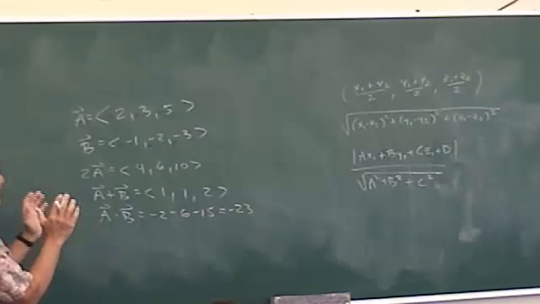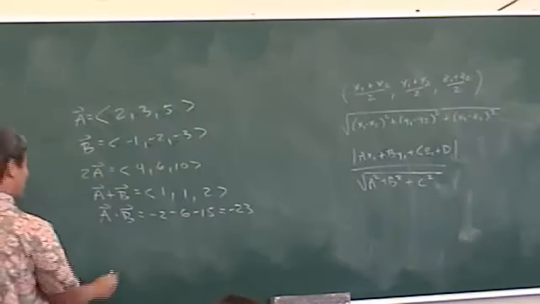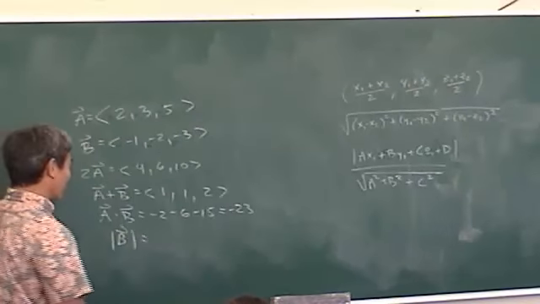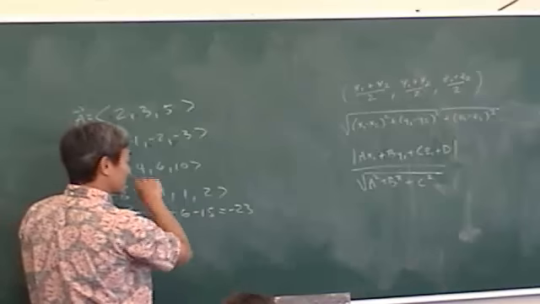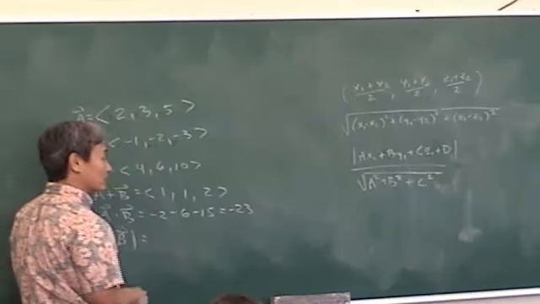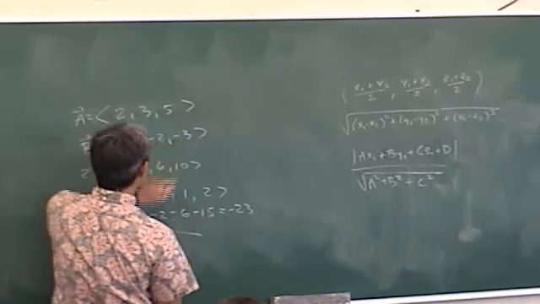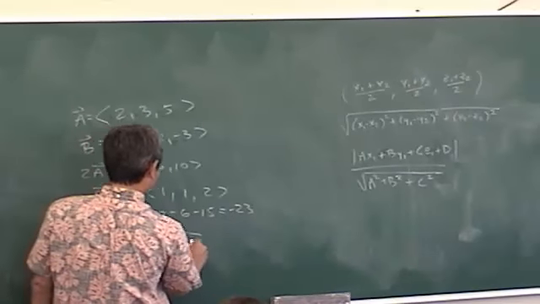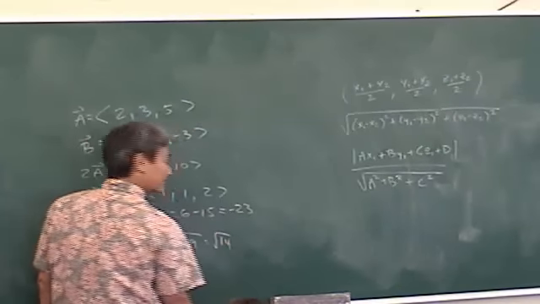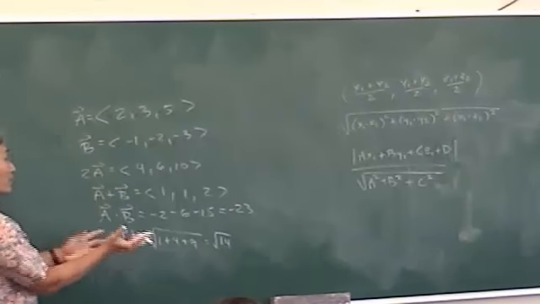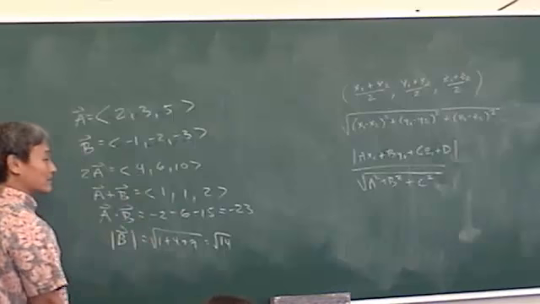How do you find the length of a 3-dimensional vector? Here's vector B. How do you find the length of it? What do you think? Well, in 2 dimensions, it's the square root of that squared plus that squared. So what do you think in 3 dimensions? It's the square root of that squared plus that squared plus that squared. 1 plus 4 plus 9, which is root 14. That's why we study 2 dimensions first. So when you make the transition, all the formulas are very similar.